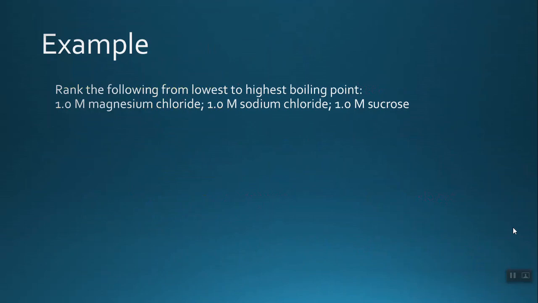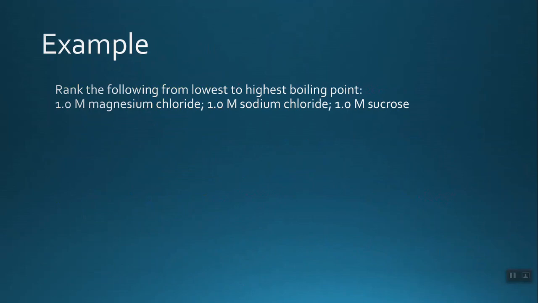So let's take a look at our example. Rank the following from lowest to highest boiling point. This is all 1 molar concentration, so magnesium chloride, sodium chloride, and sucrose. Well, the first thing you need to do is convert these into formulas, because then we can figure out some other pieces of information, like will it dissociate or not, and what will it dissociate into, right?